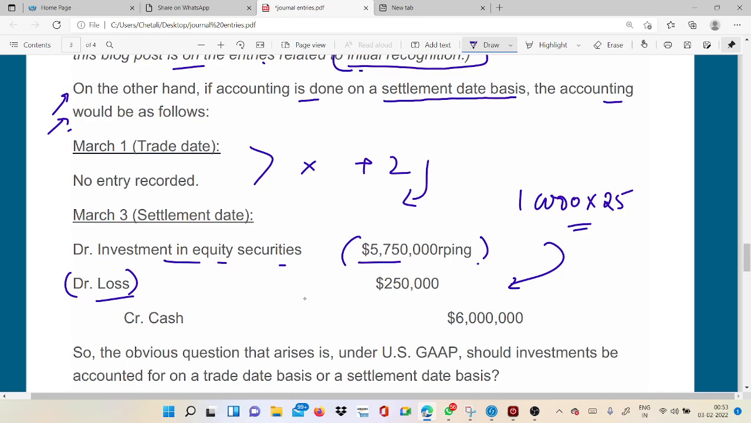The investment in equities account is debited as usual. The loss on the securities arises because the price on the trade date was different from the price at the time of settlement, so it will reflect the loss in your account, right? They will add the loss into your account, and the total cash that went out of your account is 60 lakh. This is how, when we prepare the accounting entry on a settlement date, it will have this accounting entry.